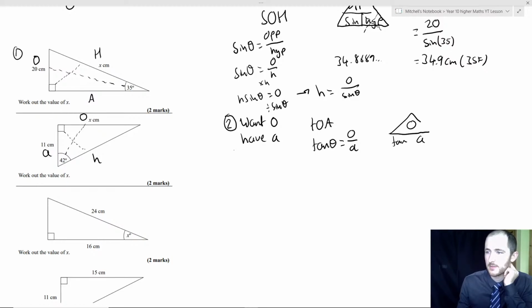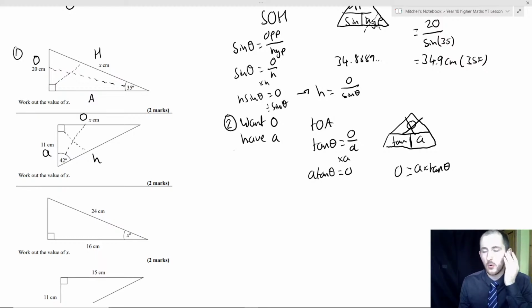It's a very interesting triangle I've just drawn. Okay. Now, which one do we want? Well, we need to cover up the O, right? Or we need to rearrange for O by timesing both sides by A, which means we have A tan theta equals O. If we cover this up, we just have that O is equal to A times tan theta. It's the exact same thing. Rearranging or the formula triangles works the exact same way.